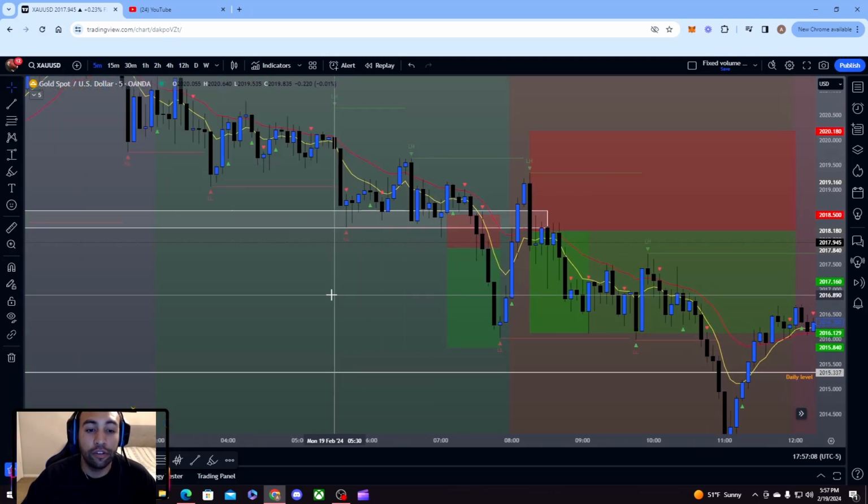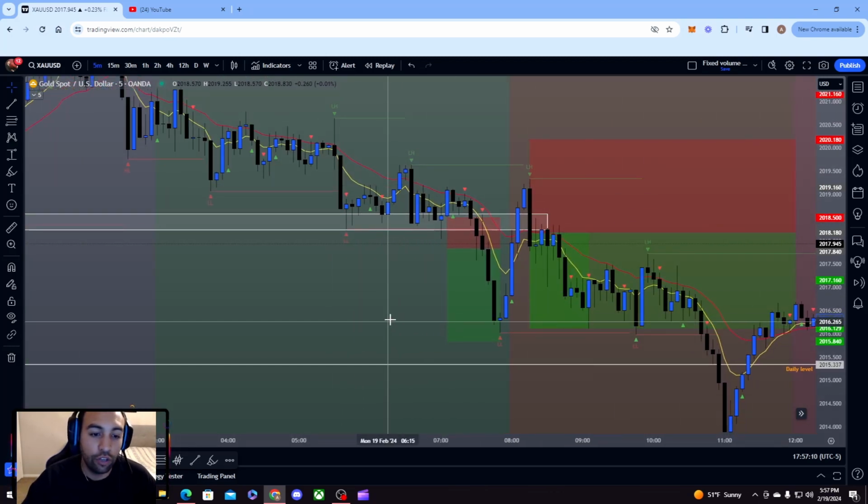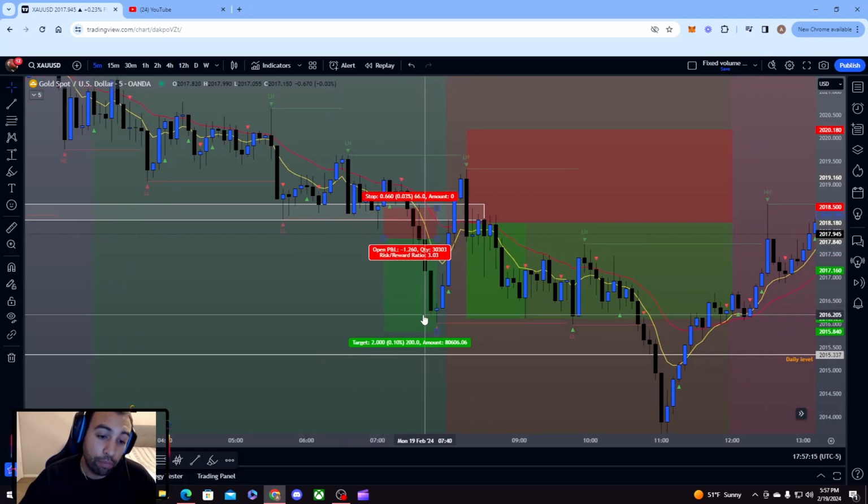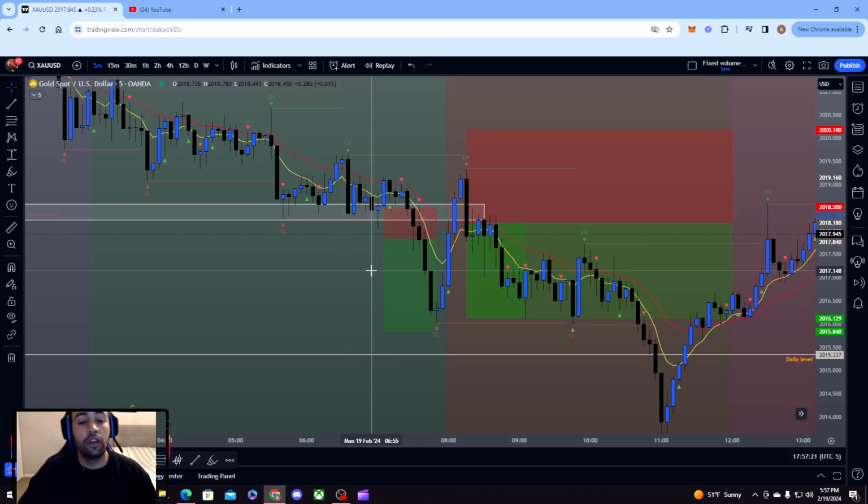And again, that's fine, it happens. Can't win them all. Ideally, I should have maybe taken partials out and moved to break even instead of just moving my stops, but I managed risk, so that's good.